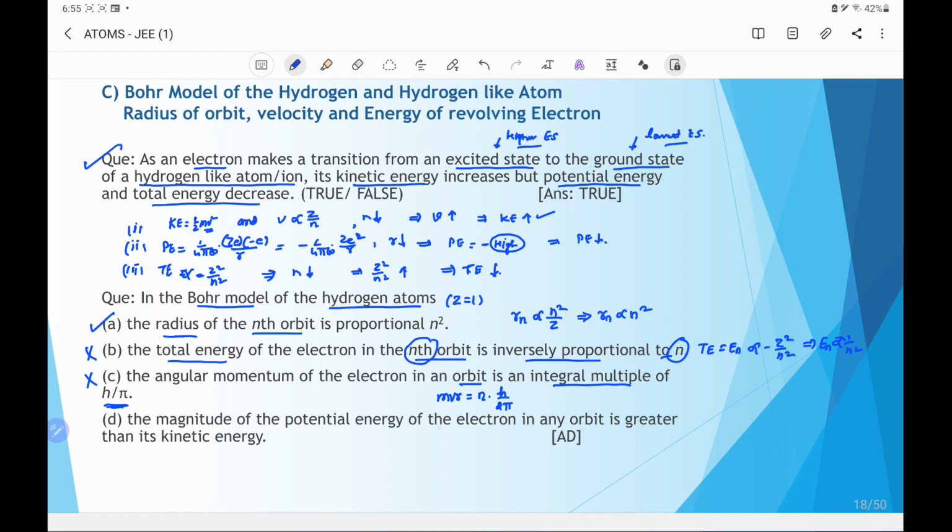The magnitude of the potential energy of the electron in any orbit is greater than the kinetic energy. We know that kinetic energy is equal to minus of the total energy, and potential energy is equal to twice the total energy. In terms of magnitude, that implies that potential energy is twice the kinetic energy. Hence, statement D is the correct statement.